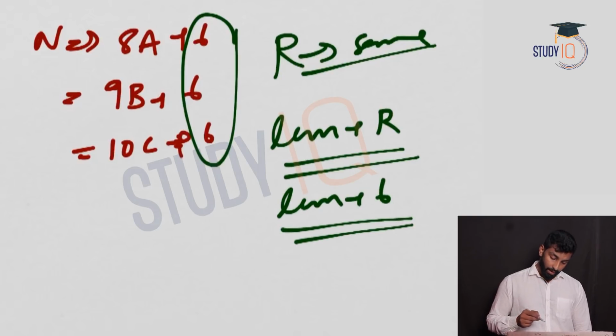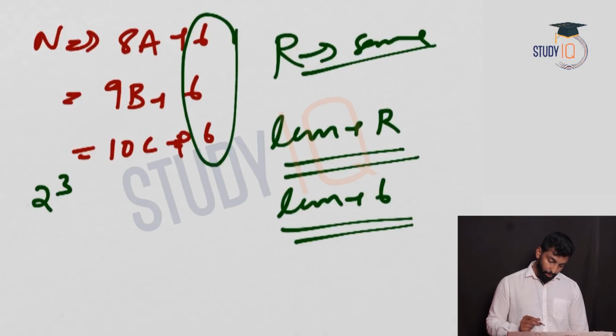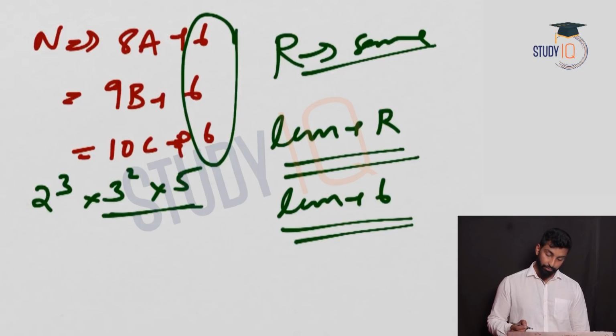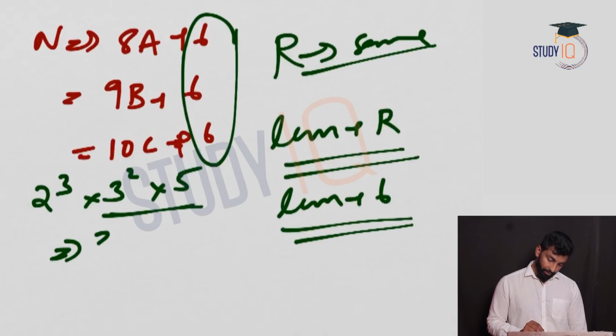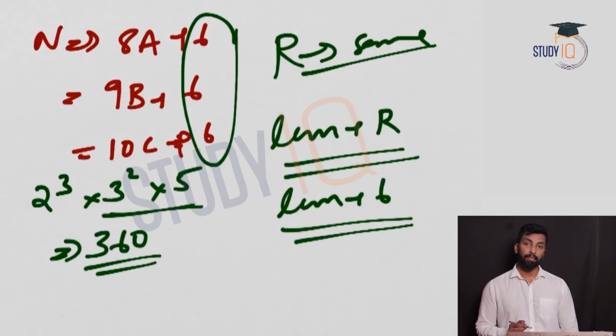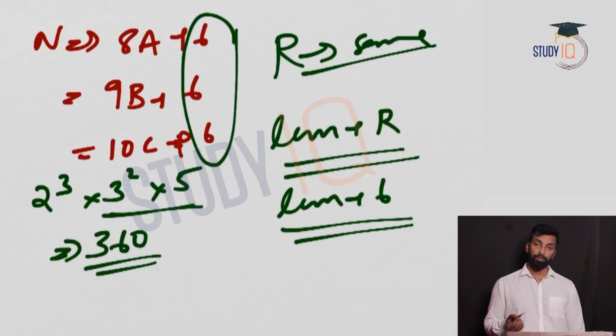Since what they asked is the least 3-digit number, they can ask you the highest 3-digit number also. So what is the LCM here? If you need to find it, 8 is 2 cube, 9 is 3 square, and 10 is 2 into 5, so I will write it as 5. So this is nothing but 45 into 8, so you get 360. So 360 is the least 3-digit number which is possible.